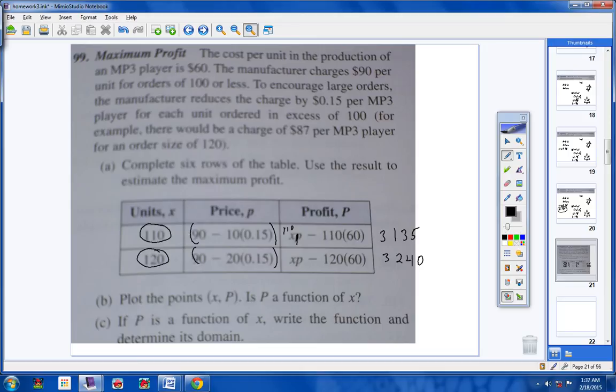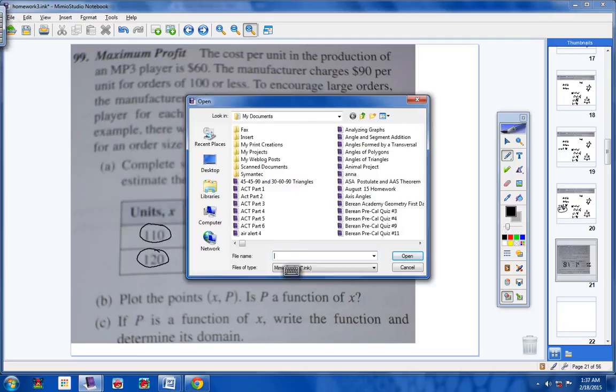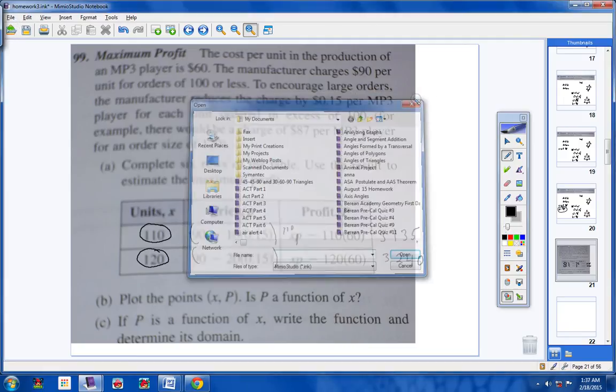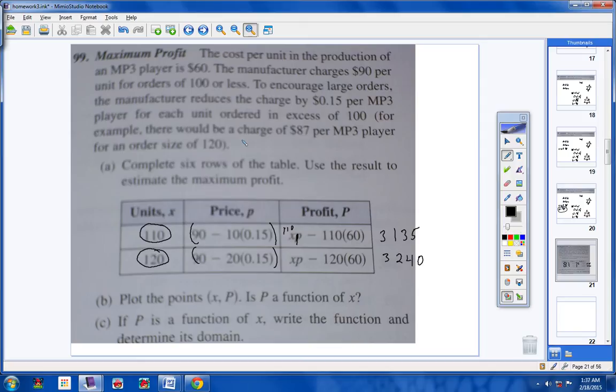I'll read the other lines to you. I'm not going to put them up here. We really don't need them. But when X is 130, your value would be 3,315. When X is 140, your profit would be 3,360. When X is 150, your profit would be 3,375. And then when X is 160, your profit will be 3,360. Okay? So there's the filling in the chart.